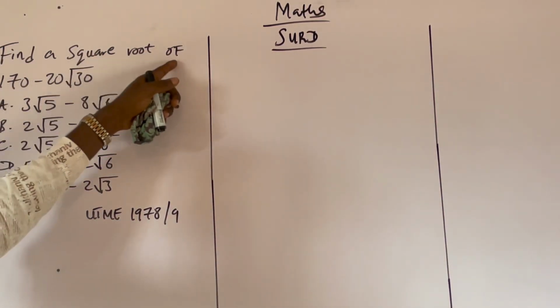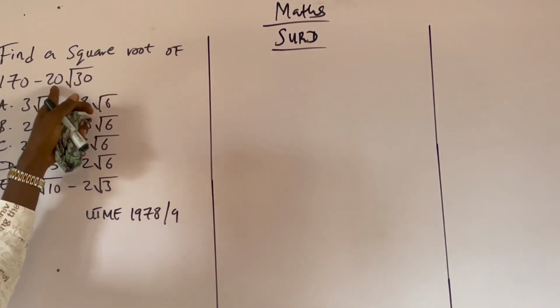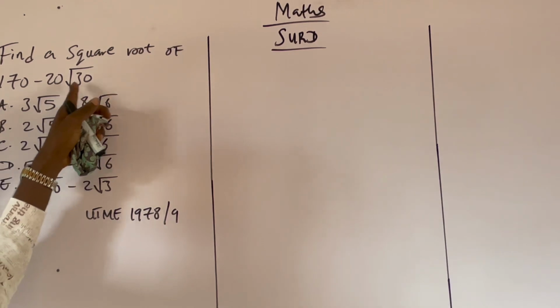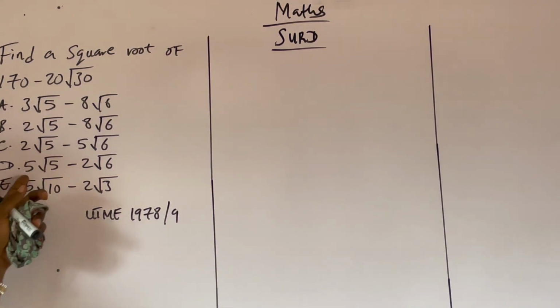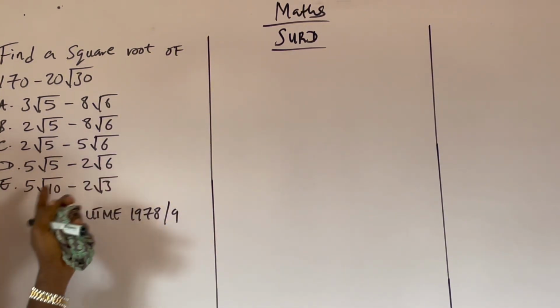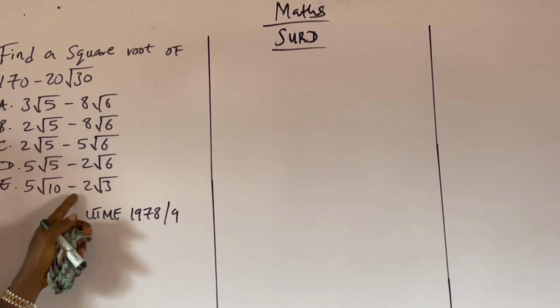Find a square root of 170 minus 20 root 30. Option A, 3 root 5 minus 8 root 6. Option B, 2 root 5 minus 8 root 6. Option C, 2 root 5 minus 5 root 6. Option D, 5 root 5 minus 2 root 6. Option E, 5 root 10 minus 2 root 3.